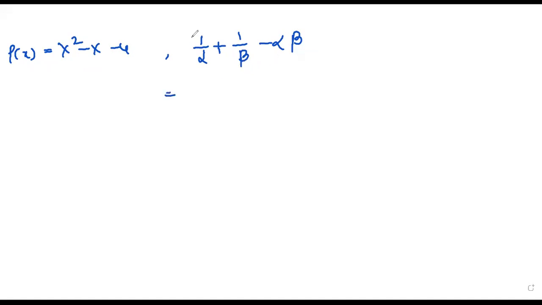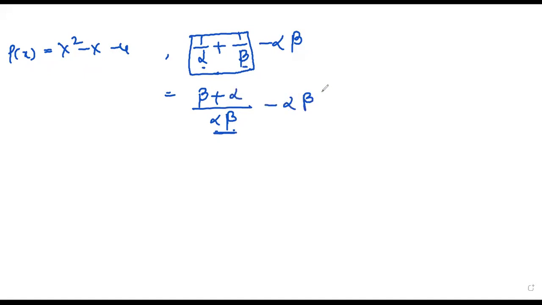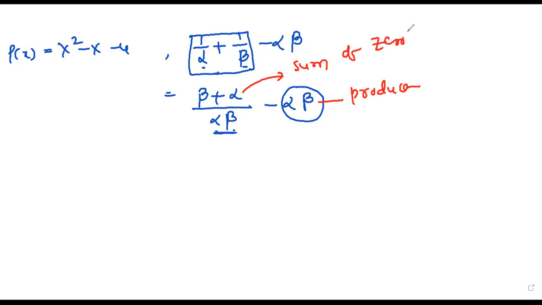So here first we will do the LCM for this. The LCM is alpha into beta. Here alpha is already there, beta is not there, so in the numerator it is beta, plus here alpha beta is the LCM, here beta is already there, so we just have to write alpha, minus alpha beta. So this denominator is the product of the zeros, this numerator is the sum of zeros, and again this is the product of the zeros.